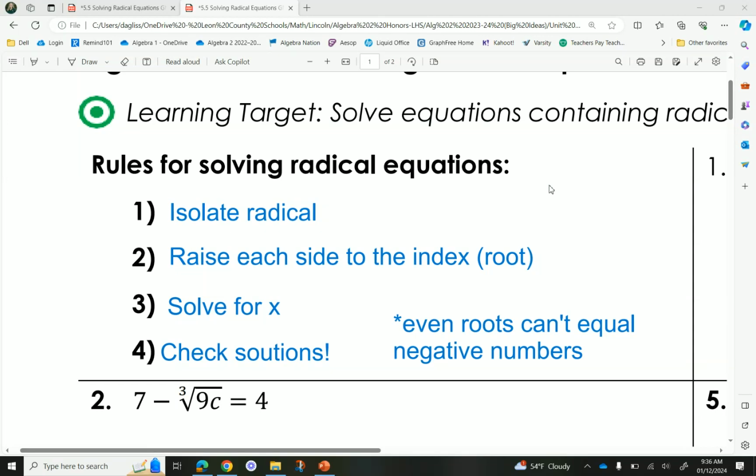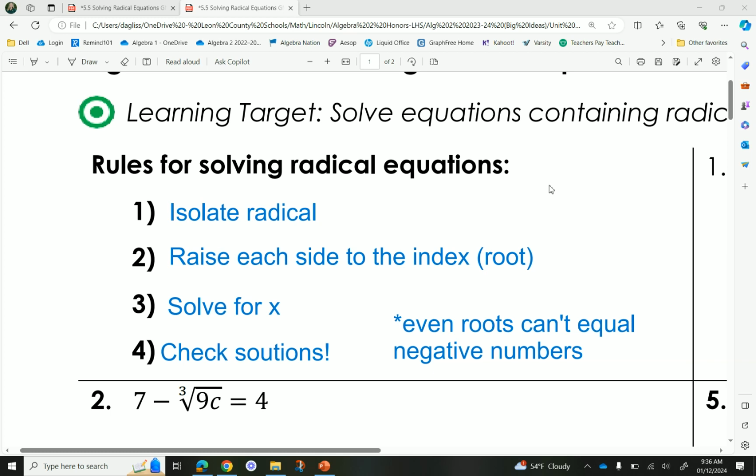Right, so today we're going to solve radicals and we're going to solve rational exponents. Solving radicals has some rules that we have to follow. The first step is going to be isolate the radical. Meaning if something is being added or subtracted, we've got to get it out of our way. We have to move it over to the other side.